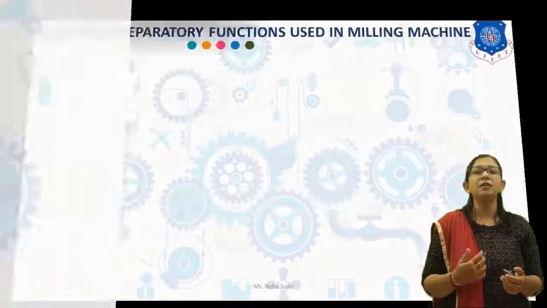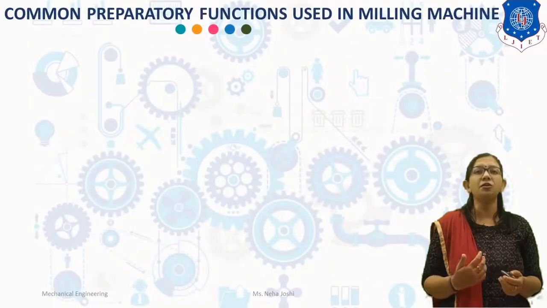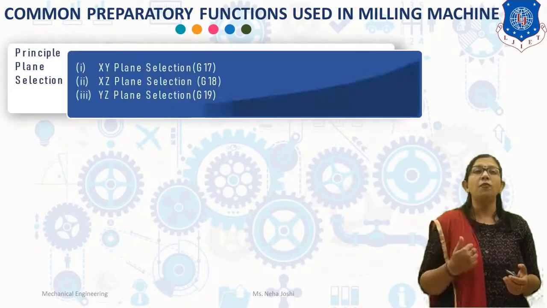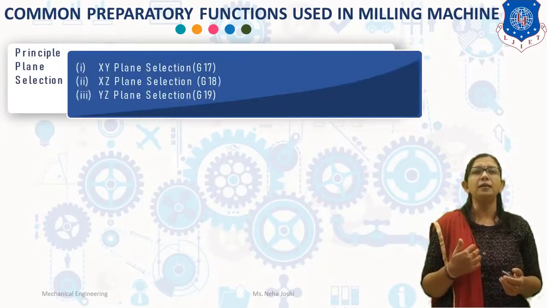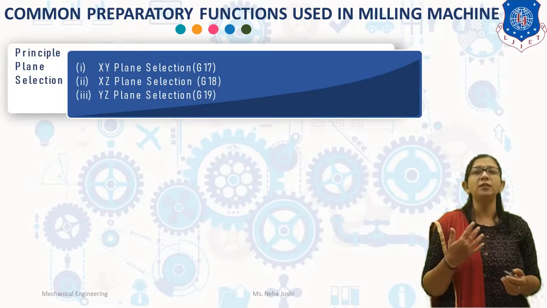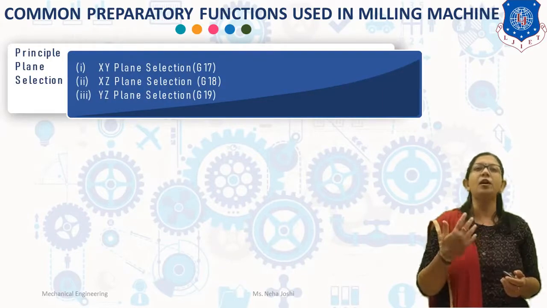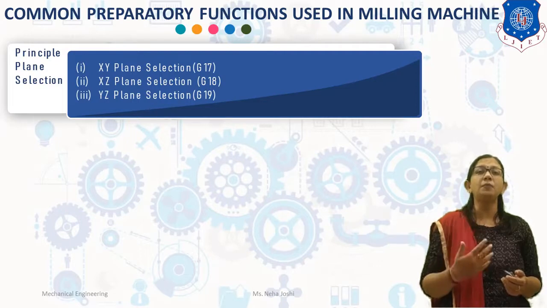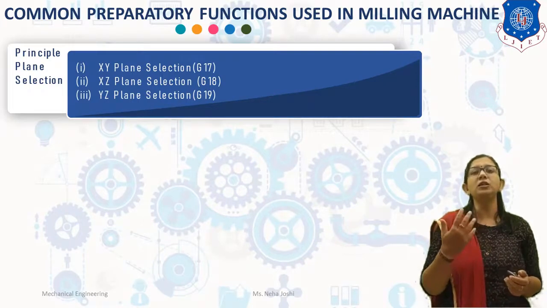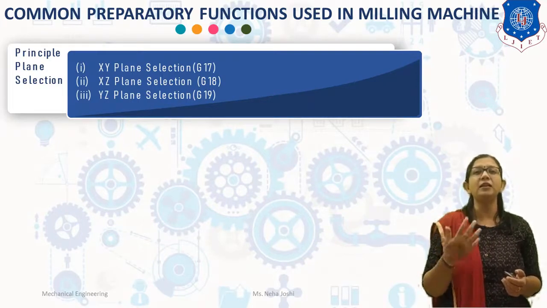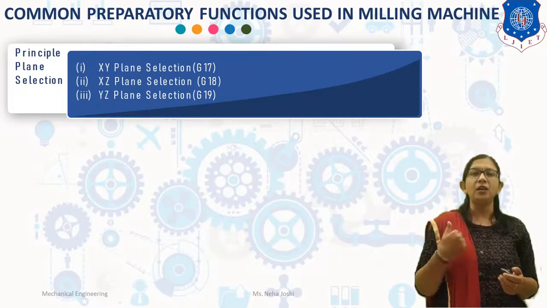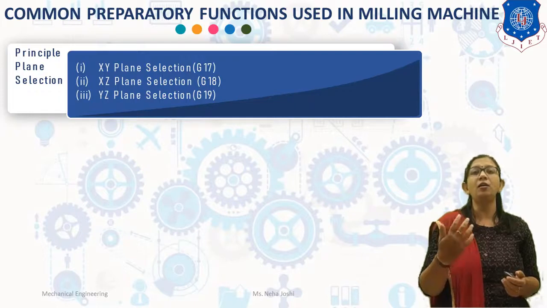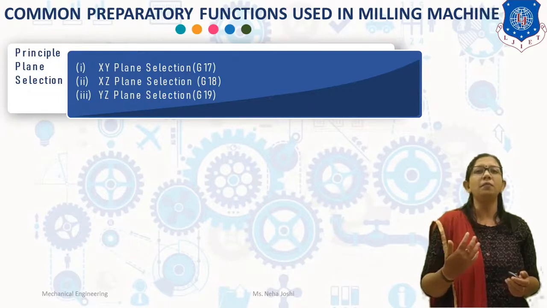Now we will discuss the common preparatory functions, or G codes, which are used in milling machines. The first one is principal plane selection. For a CNC machining center, vertical or horizontal, selection of the active working plane is a must. This is done by using G codes, which are G17, G18 and G19. The G17 code selects the XY plane as the default working plane of the machining center.